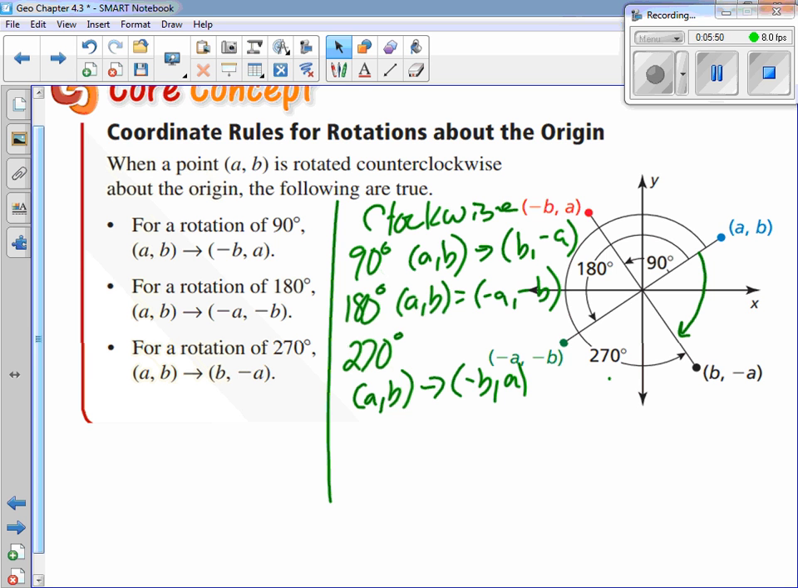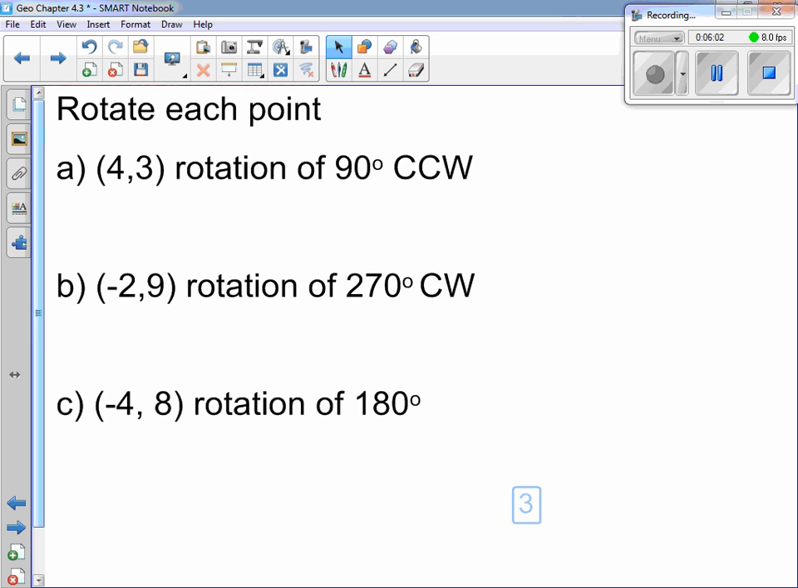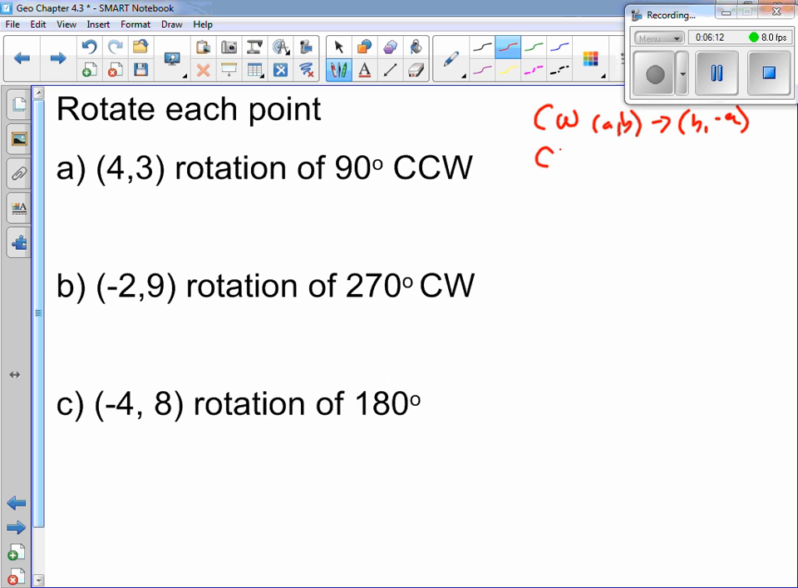So any questions on this here? Because all of this is really going to hinge around these here. Or really, we could stick with these two here. The fact that clockwise is taking A, B to B, comma, negative A. And the counterclockwise is taking A, B to negative B, comma, A. Because if I use that one motion, that one flip, I can get any of these three. Because it's just repeating that move multiple times.